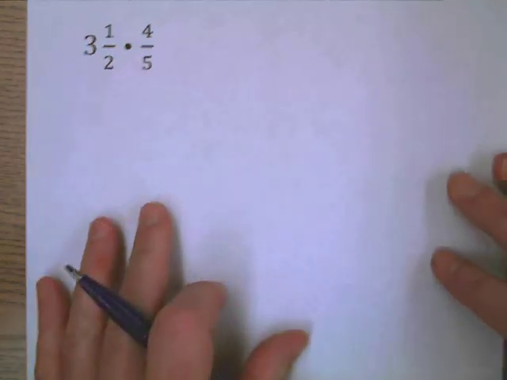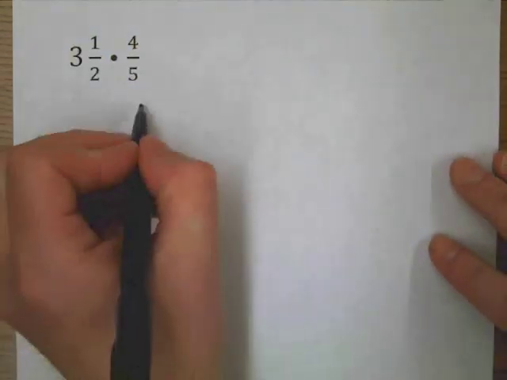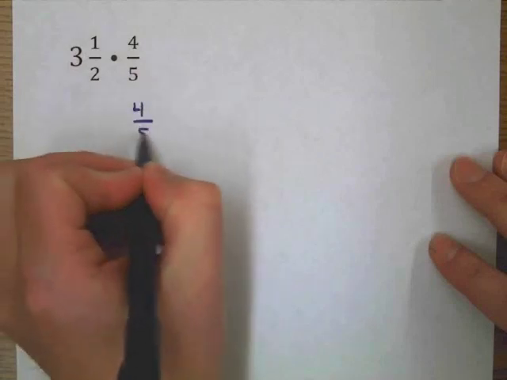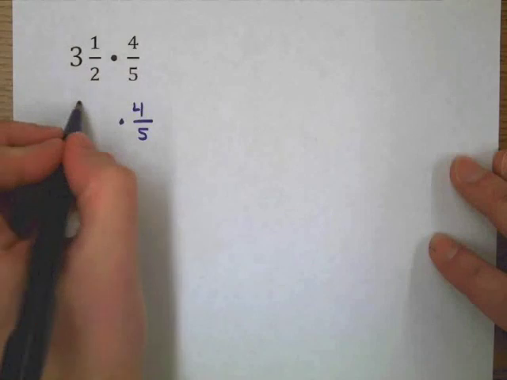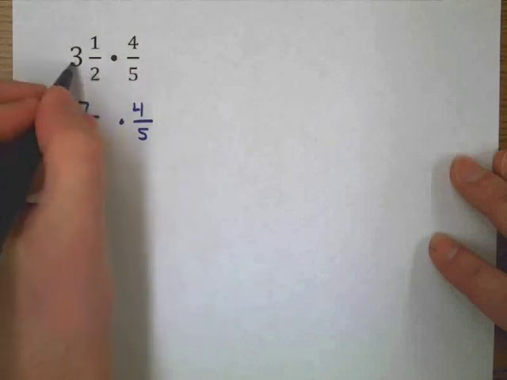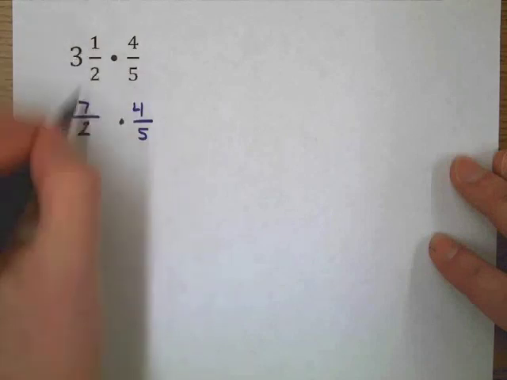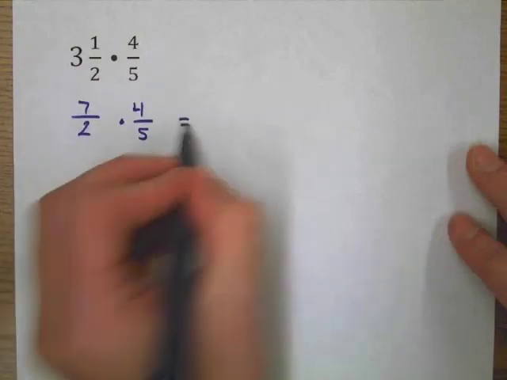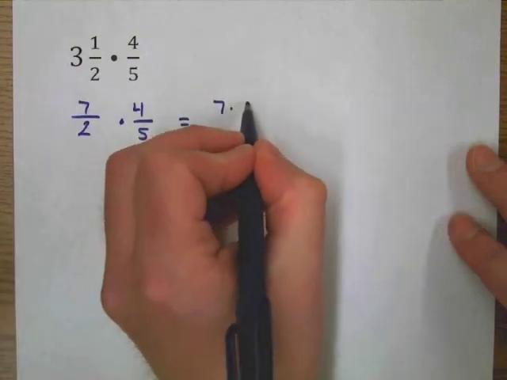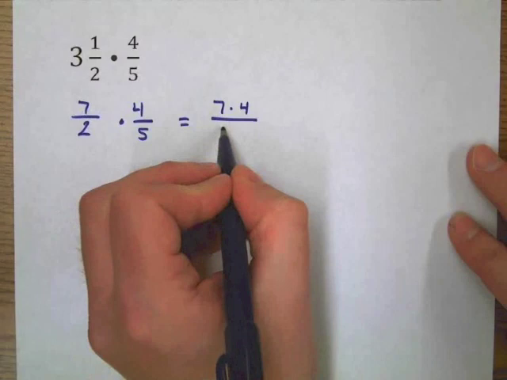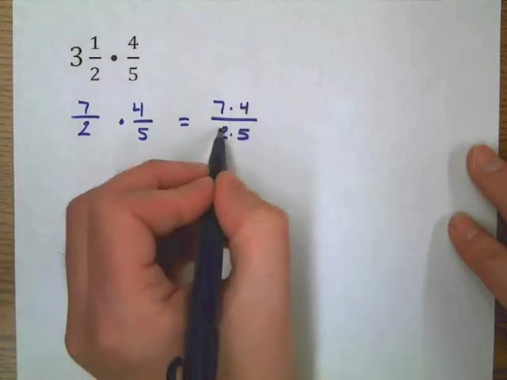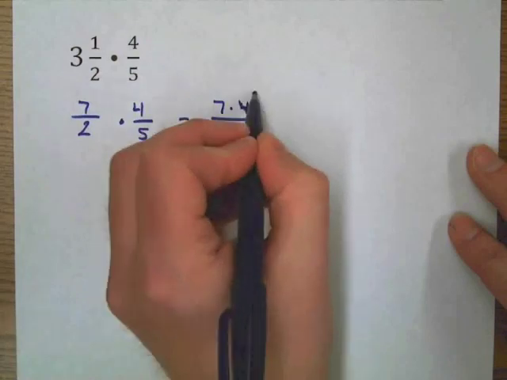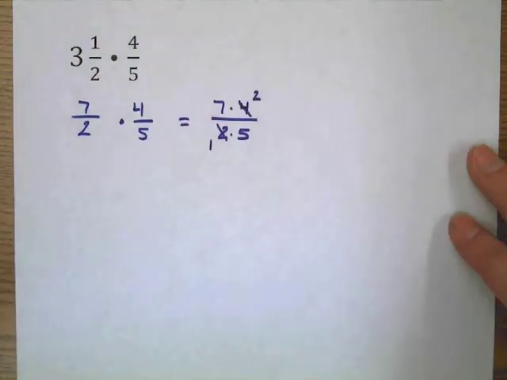3 1/2 multiplied by 4/5. Well, my 4/5 is good. So now I'm going to think of my 3 1/2 as 7 halves. 2 times 3 is 6, plus 1 is 7, so 7 halves. I'm going to do my multiplication, 7 times 4 on the top, and 2 times 5, and I'm noticing that I have a common factor.